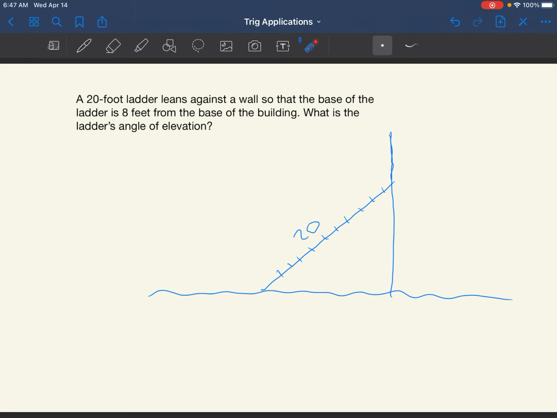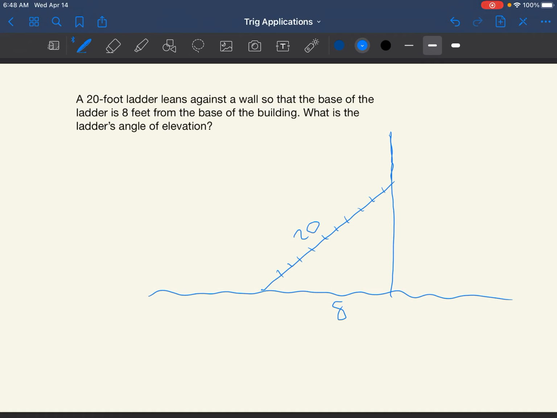Let's see what else we have here. The base of the ladder is 8 feet from the base of the building. Well, base means the bottom. So the base of the ladder is 8 feet away from the base of the building. So this right here, that is 8 feet. So I'll go ahead and label that 8 feet.